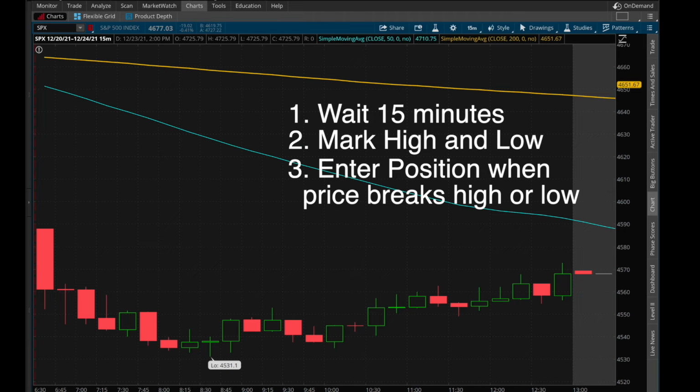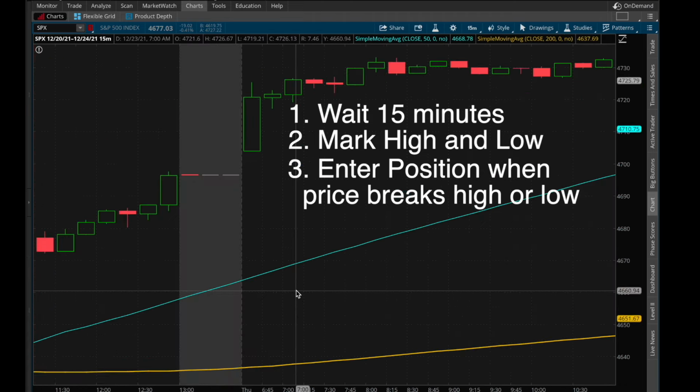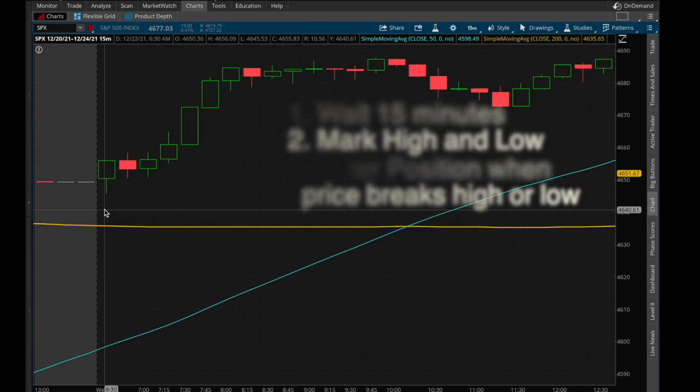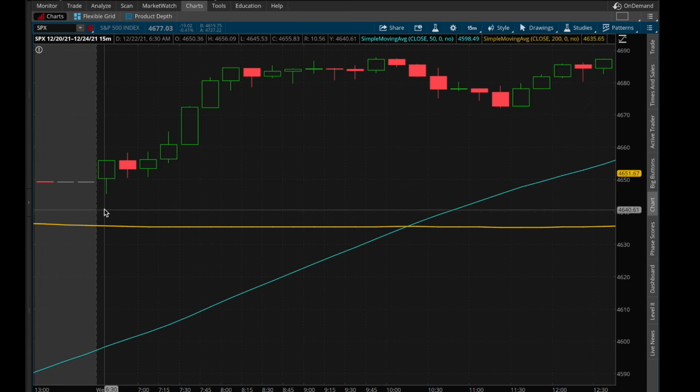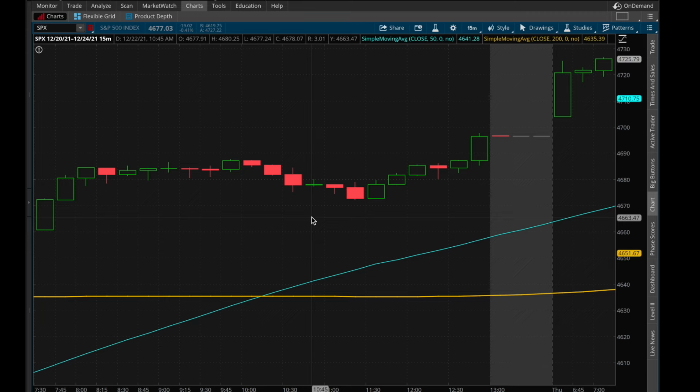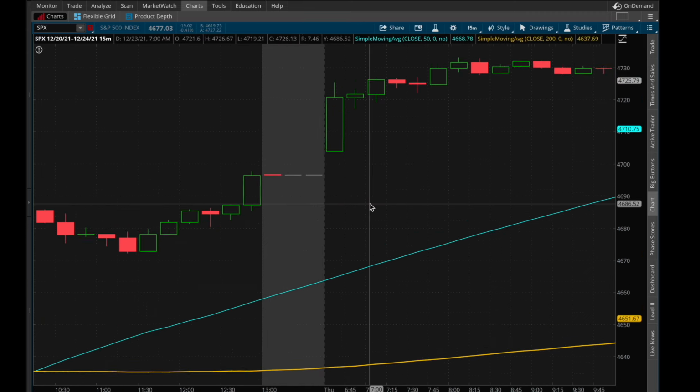Let's go forward to the next 0 DTE day. So here's Wednesday, December 22nd. Wait for the first 15-minute candle to form, mark off the top, mark off the bottom, and wait. This candle breaks it to the upside, so I sell a put credit spread. That's it. And I wait to capture 40 to 50 cents.